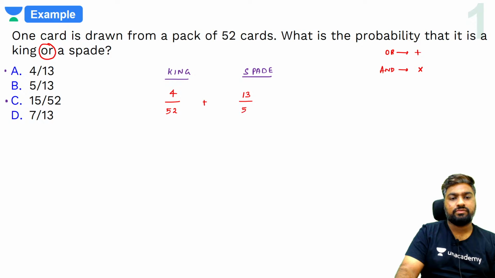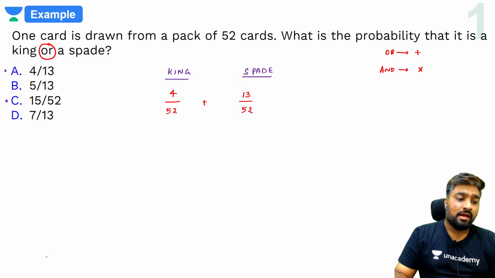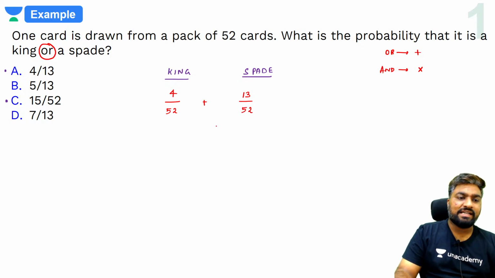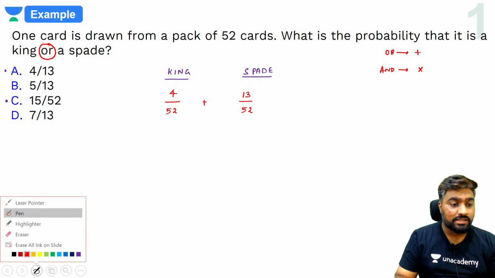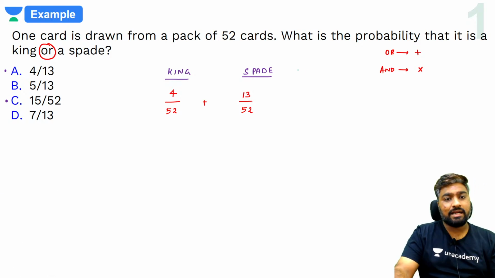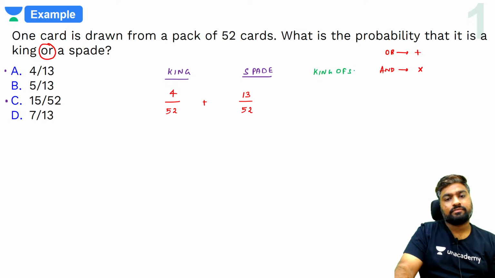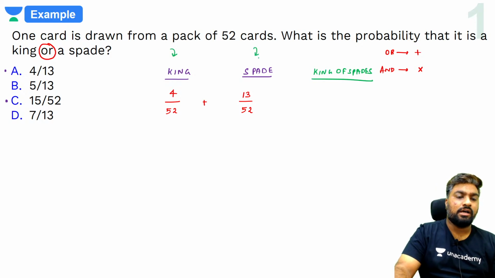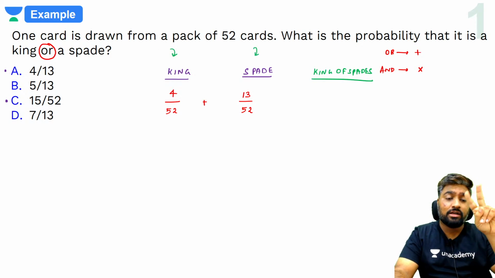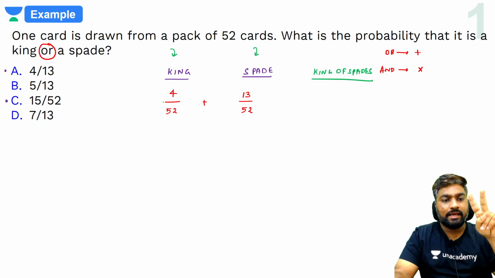Out of 52. Yes. Now, normally people would say this is 17 by 52. There is no 17 by 52 anywhere in the answer choices. But why though? Why isn't 17 by 52 a part of the answer choices? Because there is one card that is king of spades. King of spades got counted here also, it got counted here also. King of spades, what happened? It got counted twice, here also, here also.